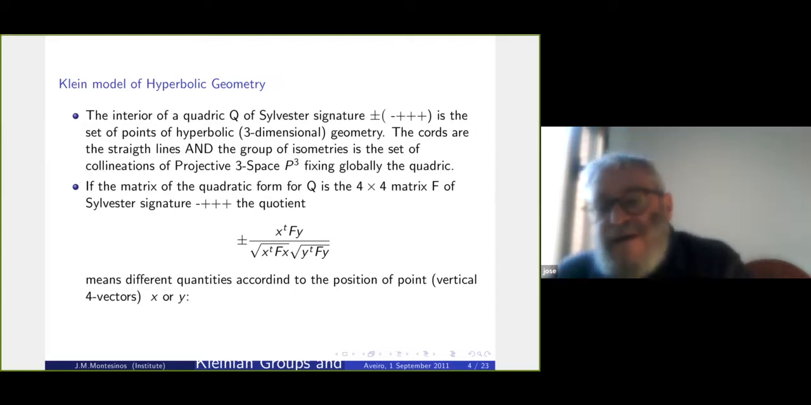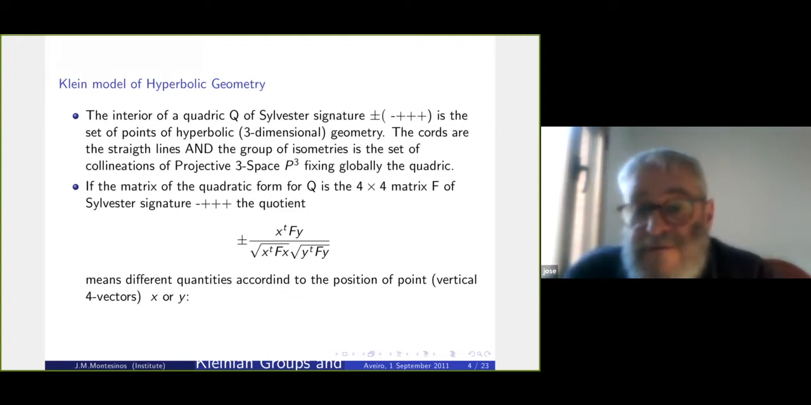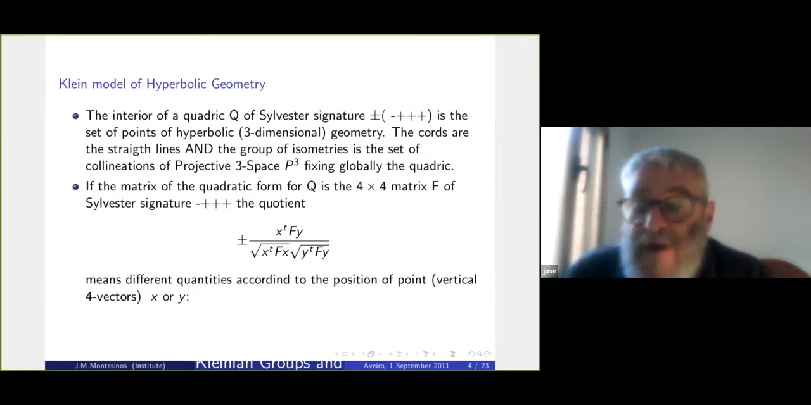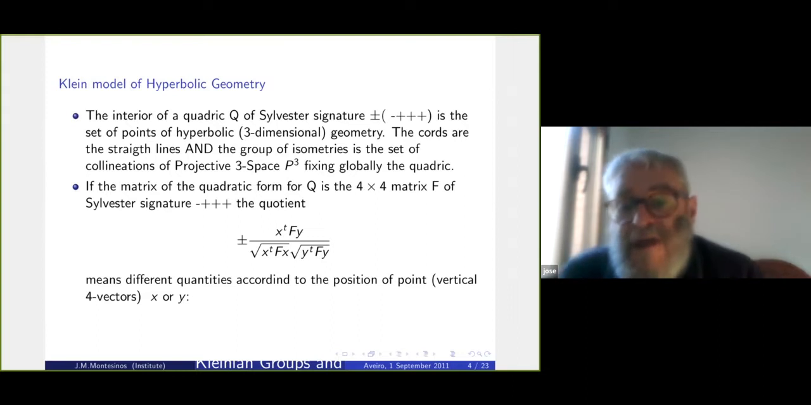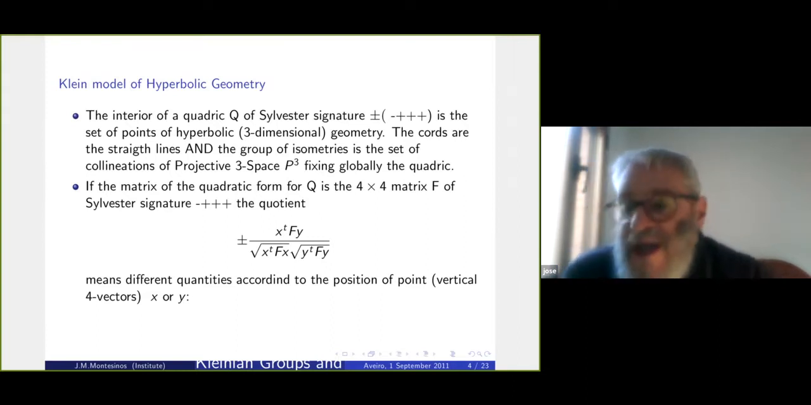So this is, in fact, the scalar product of the vector x with the vector y by means of the symmetric matrix F. And then you divide this by the square root of x^T F x, which is the square root of the norm of the vector x, times the square root of the same thing with the vector y. This quotient probably reminds you of the formula of the cosine of an angle.